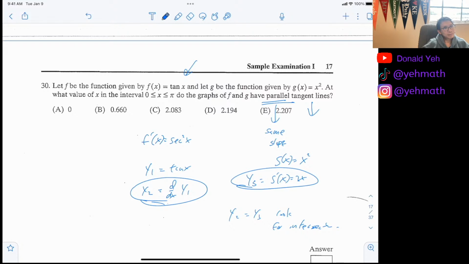Very good questions, though. Your calculator doesn't do secant squared. One way to do secant squared is like 1 over cosine squared. But that's so annoying. I just do tan of x and take the derivative of the y1. Does that make sense though? You graph two lines and look for intersections.